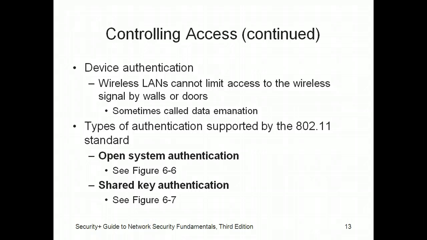Device authentication through wireless. Wireless LANs cannot limit access to wireless signals by walls or doors, sometimes called data emanation. But Wi-Fi access points today do have a way to level the strength of the signal. You can tweak it and bring it down to where it doesn't go as far.